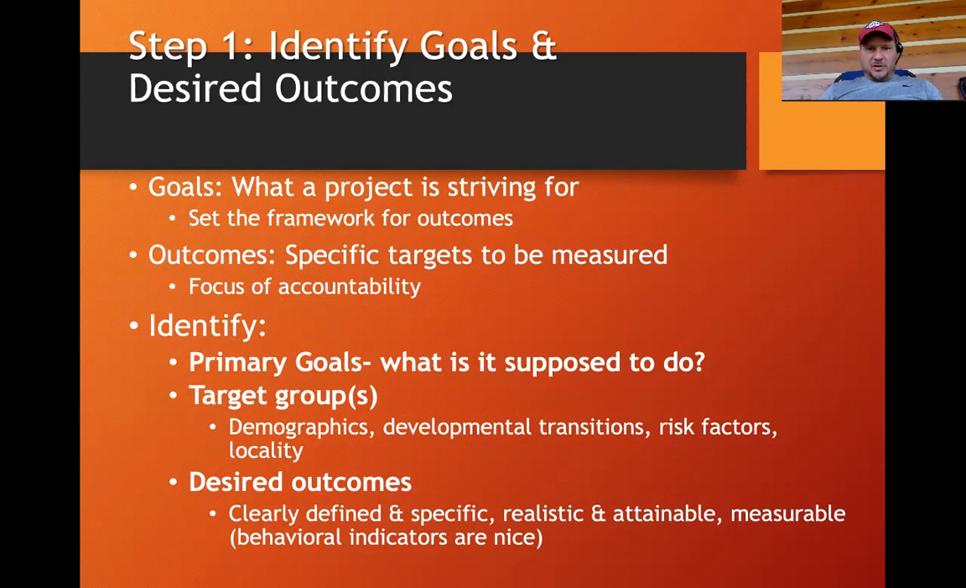So, what are the goals? Who are the target groups? You know, what are their demographic groups? Are there developmental transitions that we're targeting? Are there individuals with particular risk factors? Is there a particular locality or geographic location that we're targeting? And then what are the desired outcomes? And so these need to be clearly defined, specific, realistic, attainable, measurable. So you may be familiar with these from another class. These are often referred to as SMART goals. And particularly behavioral indicators are nice when we're thinking about evaluation plans.